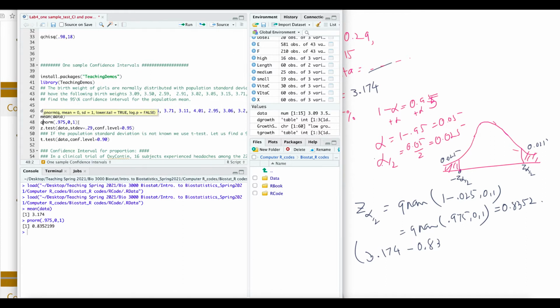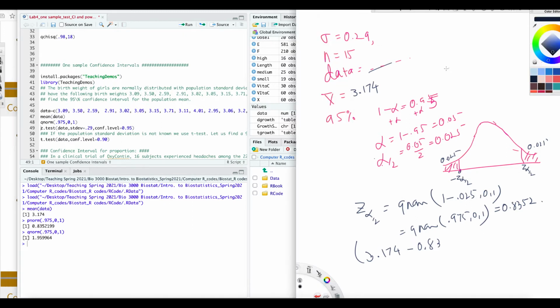Because we are trying to find out the critical value or the z value, so q norm 0.975 and then 0, 1, you get 1.96. So this value is 1.96. Okay, now this value is in the formula.